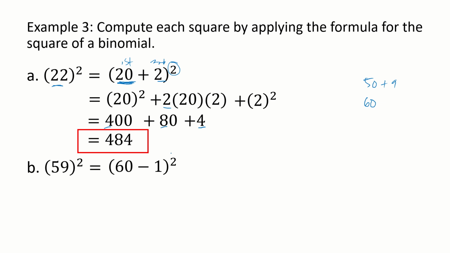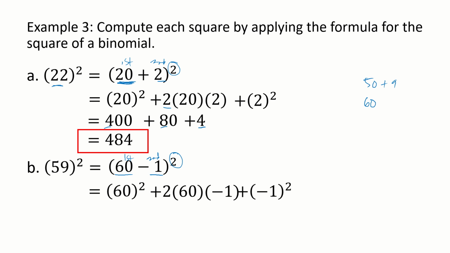So, does it fit the condition of square of binomial? The square of a binomial. First term, second term. So, you get the square of the first term plus 2 times the first term times the second term. So, 2 times 60 times negative 1. And get the square of the last term or the second term. So, the square of negative 1.